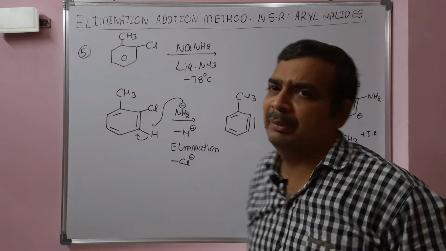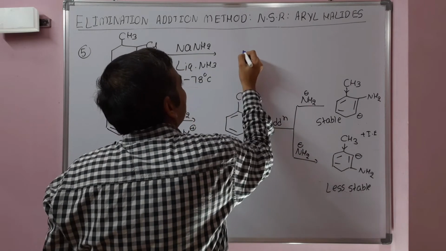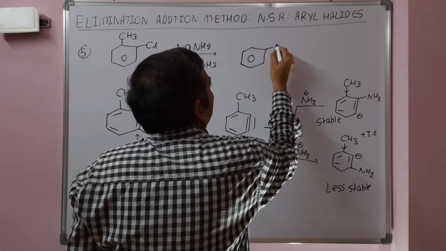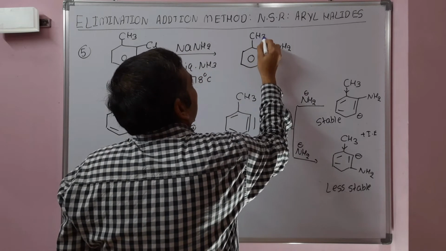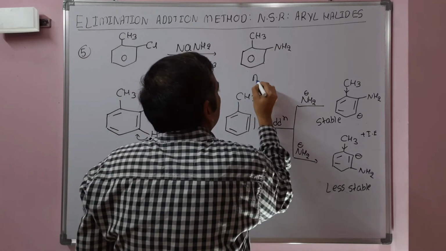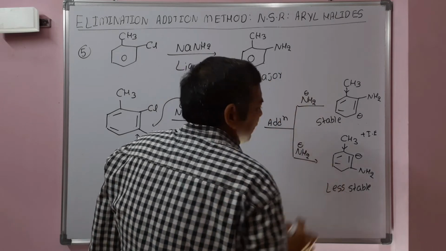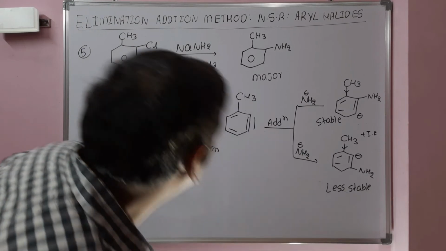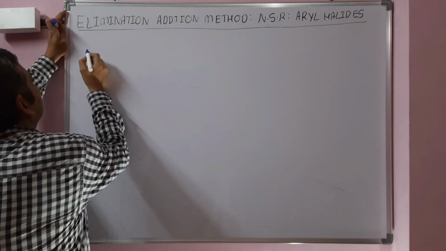Now see what the major product is. In the next step, NH3 will give H plus. So the ortho isomer is the major product. O-toluidine, ortho-toluidine, is the major product, whereas m-toluidine is the minor product. Now see the next example, example 6.